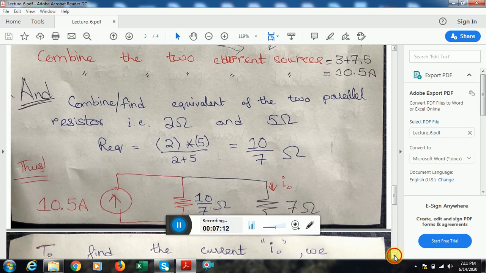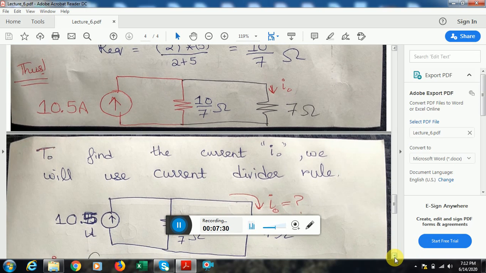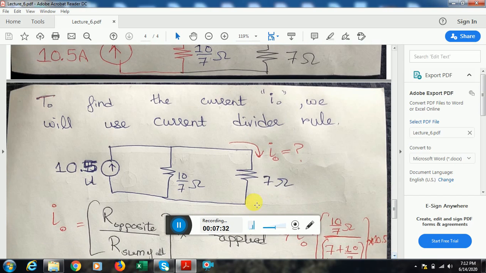So now you can see that it's simple, a series parallel combination of two resistances powered by a single current source. I have to find the current over here. I cannot further simplify this circuit, because then I'll lose this unknown. So if I have to find the current in a parallel circuit, I use the current divider rule.